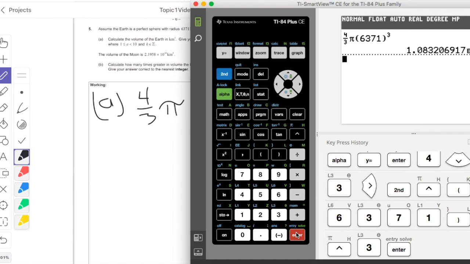We have a very long decimal number times 10 to the power of 12. So in essence, you're moving the decimal point to the right 12 places. So that's like a trillion cubic kilometers. We didn't want to write out that huge number. We're going to use a power of 10 instead to write it.